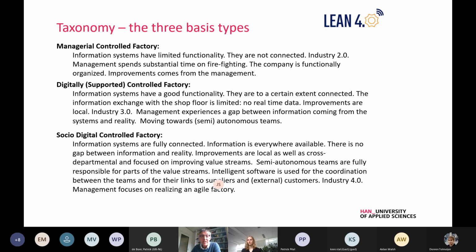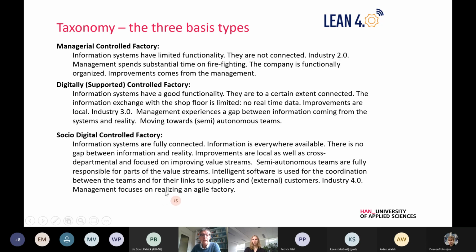And that makes so intelligent software is then used for the coordination between teams because that can become quite complex. And also for the links to suppliers and external customers. So more and more intelligent software, which takes into account the situation of the semi-autonomous teams, but also the situation of the customers. Then you have complex issues, combinatorial issues, when to produce for which customer, in what time, how to cluster jobs in order that it is produced better in a certain semi-autonomous team. Those are difficult questions, and we need intelligent software to solve that.